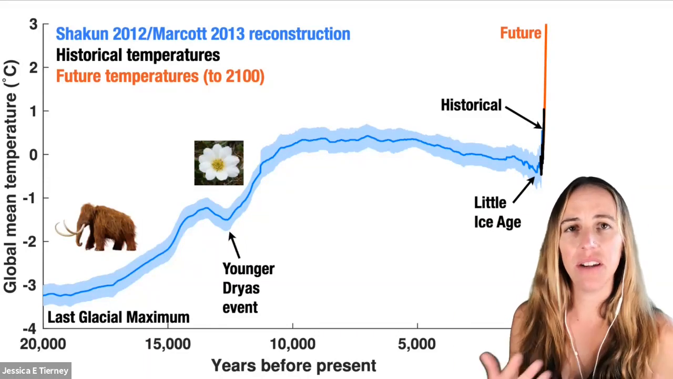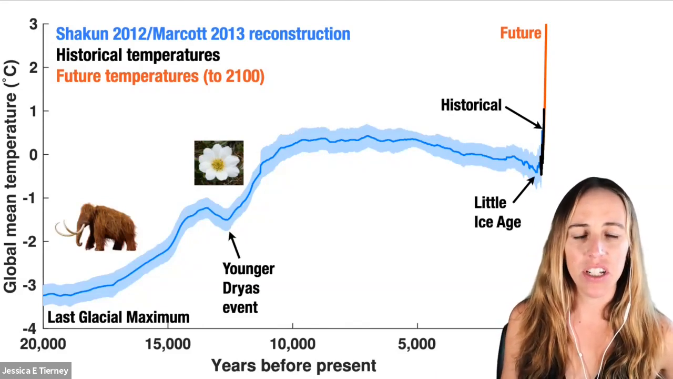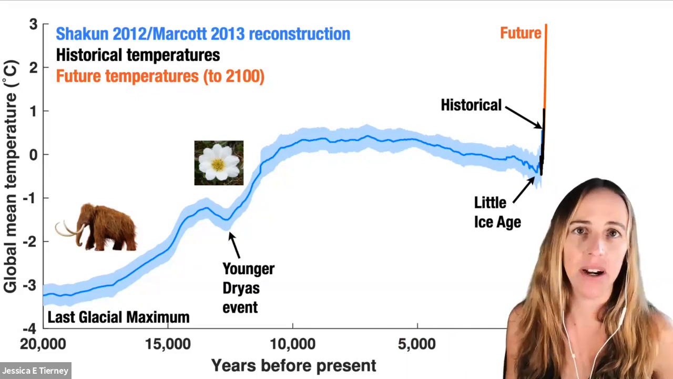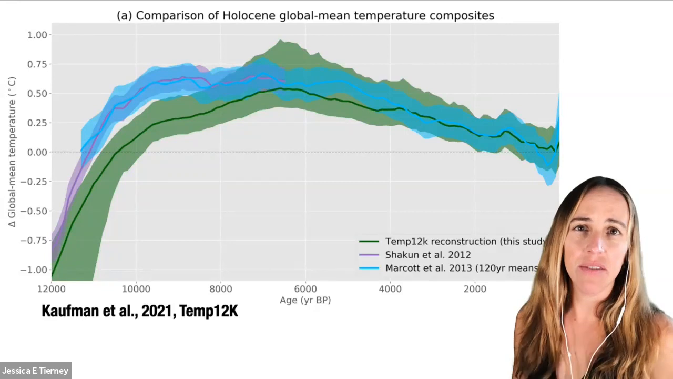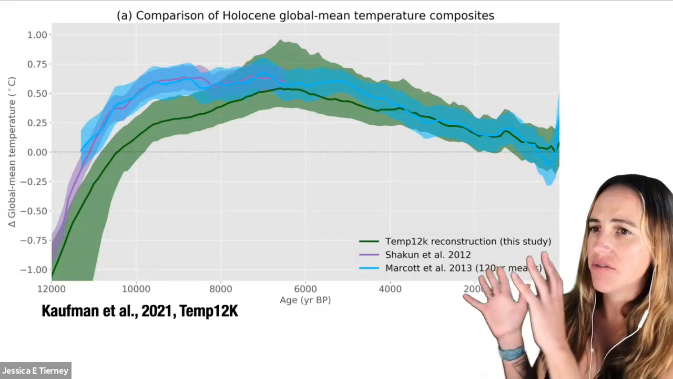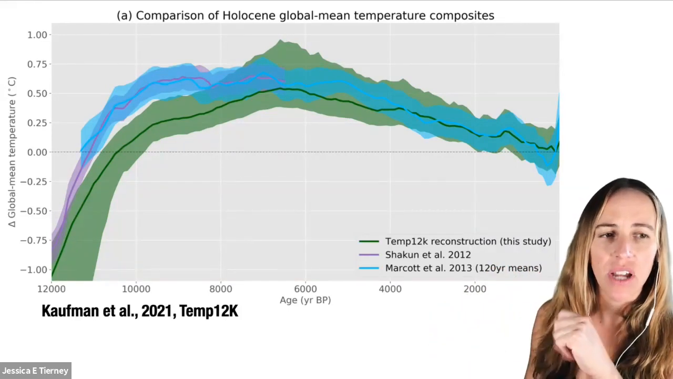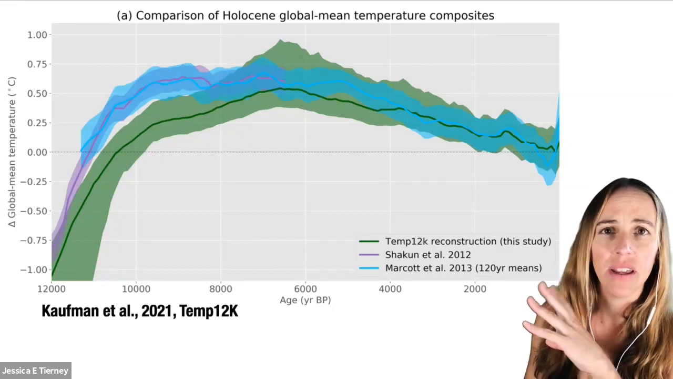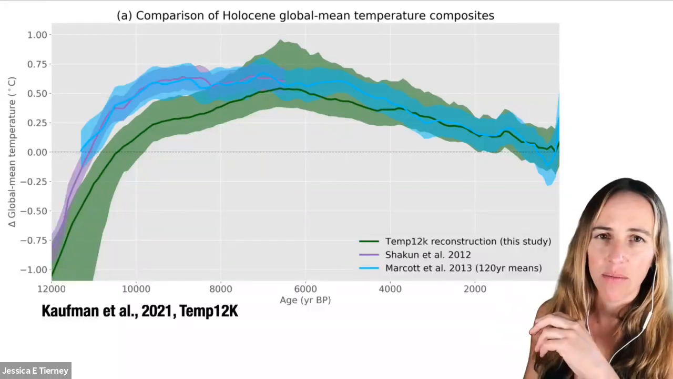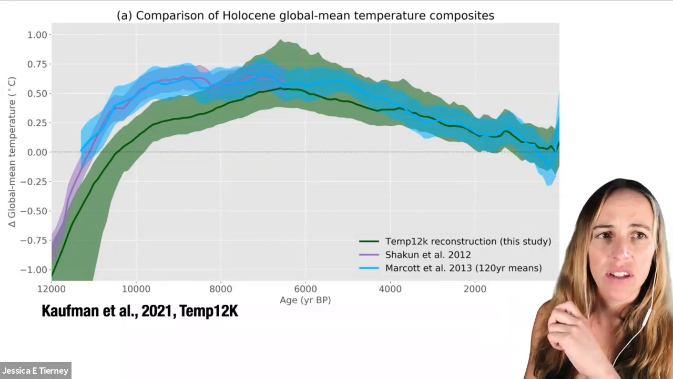And so this curve has kind of framed where we are in terms of recent climate change, but there are a lot of unanswered questions that this curve has brought to bear over the years. One is the evolution of Holocene temperatures. So this is a zoom in of just temperature evolution over the Holocene, now showing the Shakun and Marcott data in purple and blue, but then also a more recent reconstruction through the Holocene by Darrell Kaufman's group at NAU, the Temp12k reconstruction, which is in green.